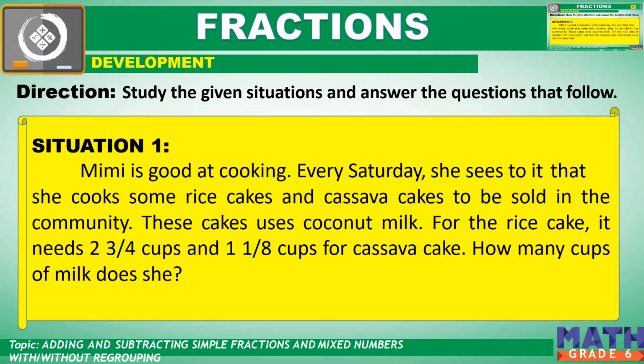Situation number 1. Mimi is good at cooking. Every Saturday, she sees to it that she cooks some rice cakes and cassava cakes to be sold in the community. These cakes use coconut milk. For the rice cake, it needs 2 and 3/4 cups and 1 and 1/8 cups for cassava cake. How many cups of milk does she use?